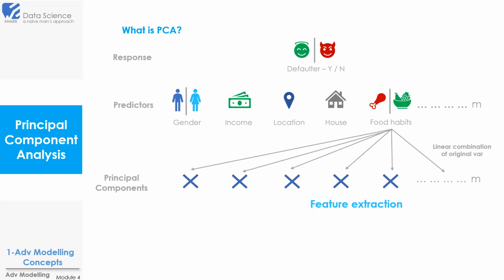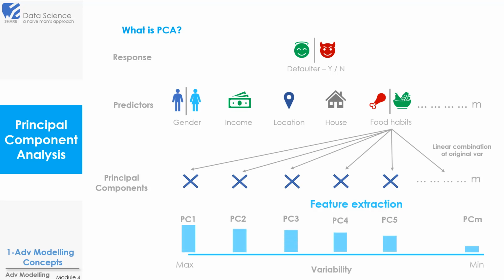Now you can see here, each variable is contributing to all the principal components. So we are not eliminating any variable. Instead, we have extracted information from each of the variables and captured it in principal components. This is known as a linear combination of the original variables.